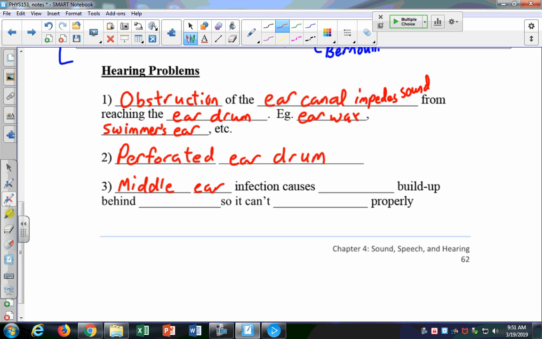A middle ear infection causes fluid buildup behind the eardrum, so it just can't vibrate properly. If you've had a cold and you're all congested, when you get congested, that eustachian tube gets blocked and you can't drain the fluid out of your ears, and so you get fluid sort of behind your ears, and that's why it's difficult for you to hear. You just can't hear as well. Feels like you're walking around inside a box.